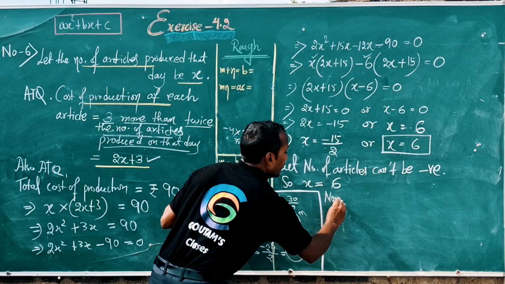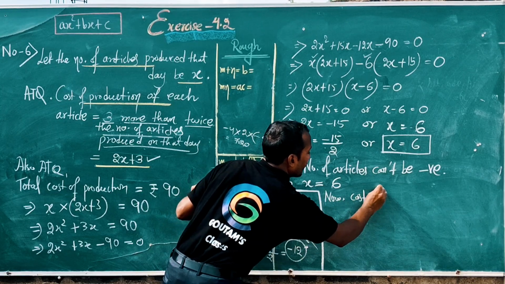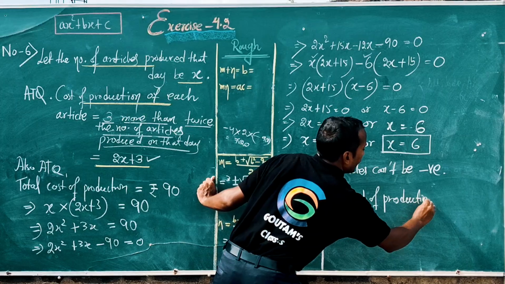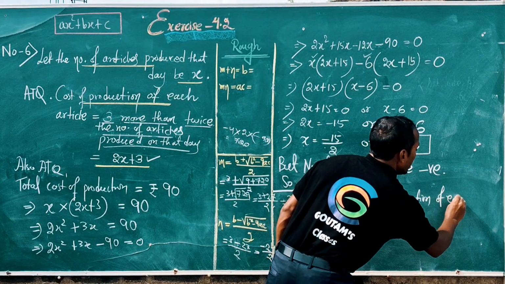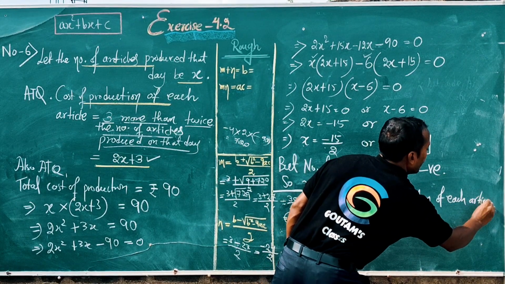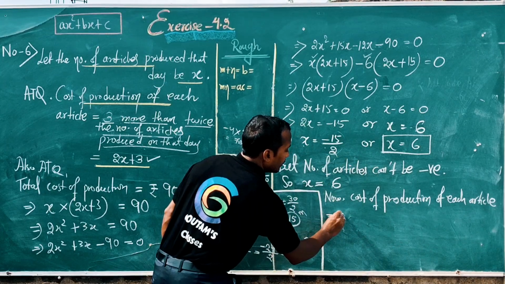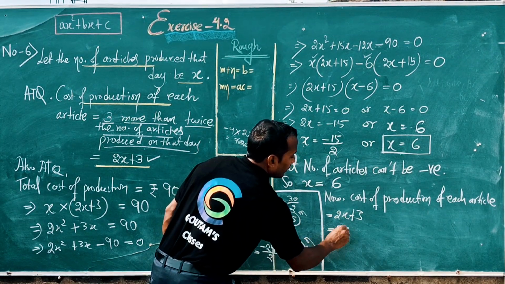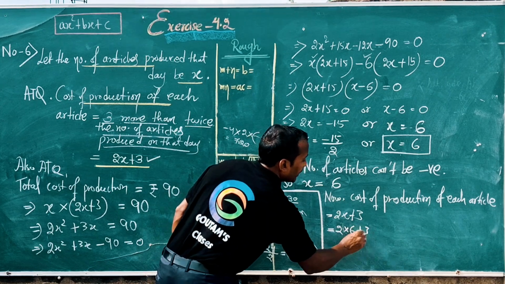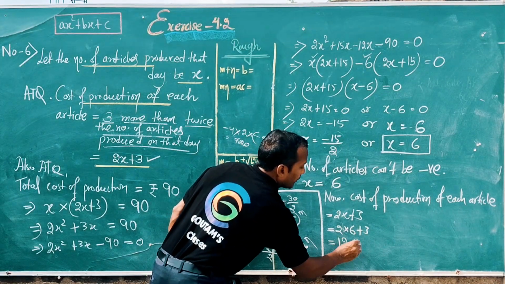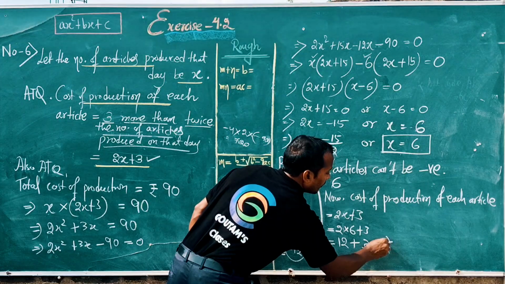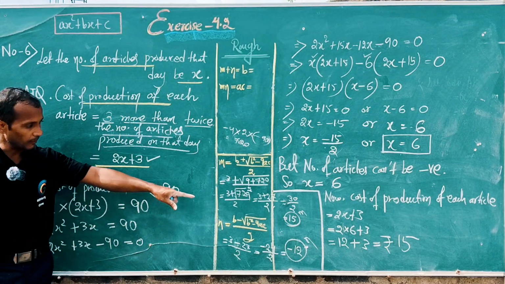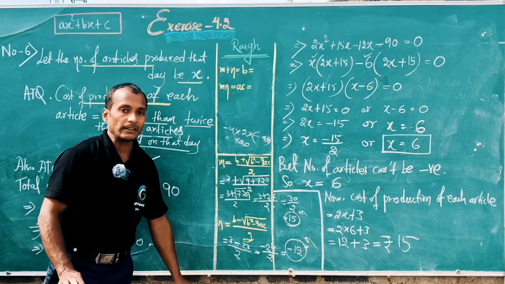Now the cost of production of each article equals 2x plus 3, which is 2 into x, that means 6, plus 3, that means 12 plus 3, that means rupees 15. So the cost of producing each article was 15 and the number of articles produced was 6.